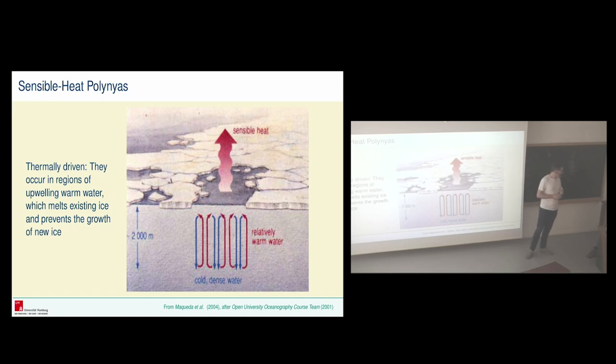I would say the first problem you encounter when you try to run an ice ocean model in the Southern Ocean is that you have polynyas everywhere. And people try to stabilize the growth of sea ice and the vertical convection.